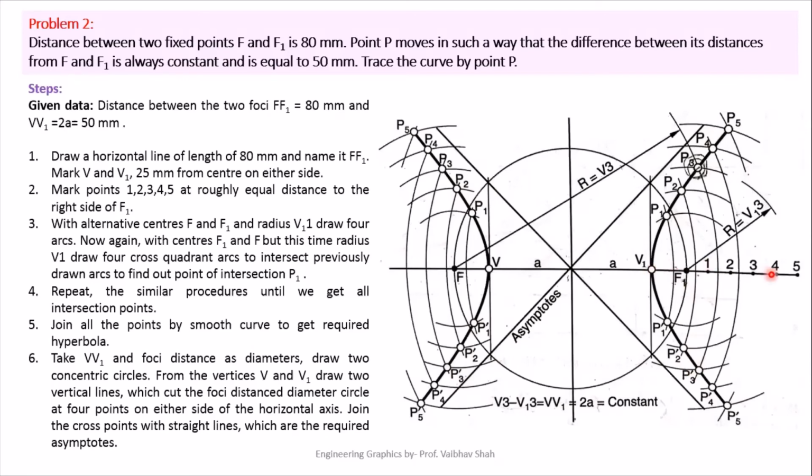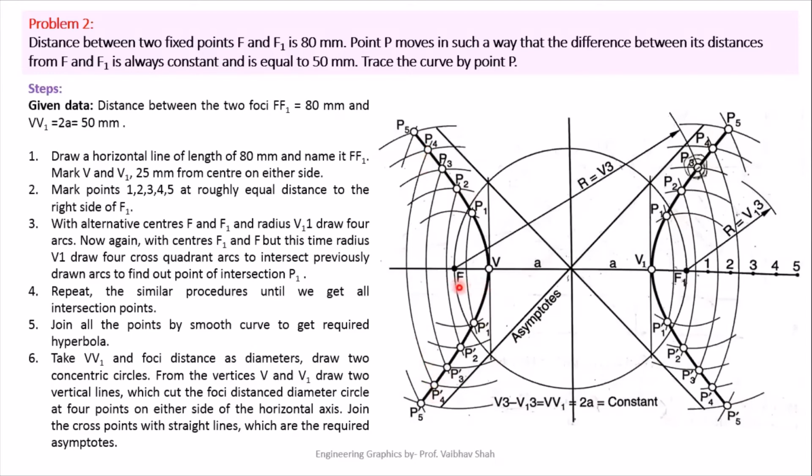After getting V1 tilde 4, put your rounder at F1, make one arc above this side of F1 and one arc below this side of F1, and now change the center to F, keeping the same radius V1 tilde 4 on your rounder. Put your rounder at F, draw one arc just above your F and just below your F to draw two arcs. After that, you will change the radius to V1 tilde 4, and at this time we'll be putting your rounder here at F1. You have to cut the cross quadrant arc somewhere here to get point P4, down there to get point P4 dash.